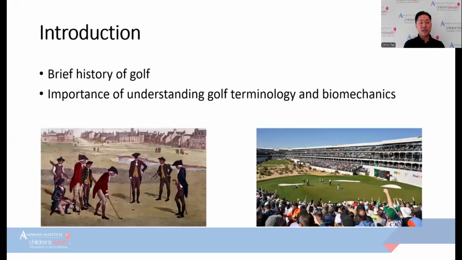A little bit of brief history, introduction to golf. Today we'll be covering the importance of understanding the terminology and then mechanics of the swing to improve your overall knowledge of the game. If you look at the picture on the left, it really looks super old, but golf is a sport that's super rich in history, dating back to the 15th century in Scotland. And if you look to your right, that is the TPC in Phoenix, Waste Management. As you can see, there's a lot of people there. It's like a stadium-like course.